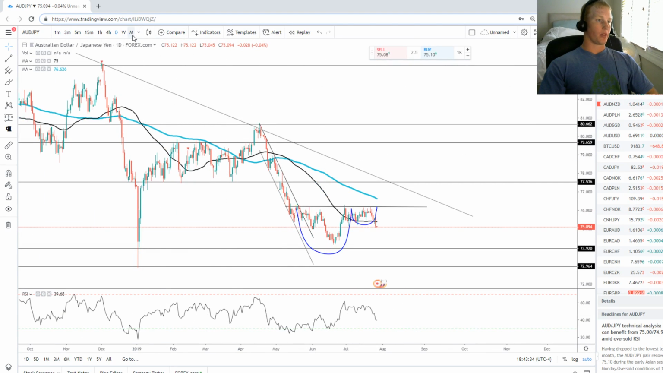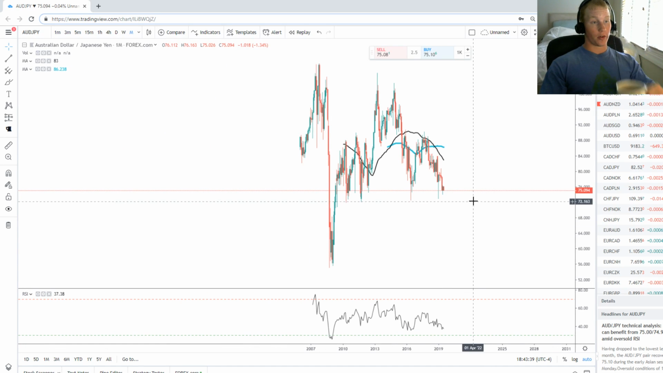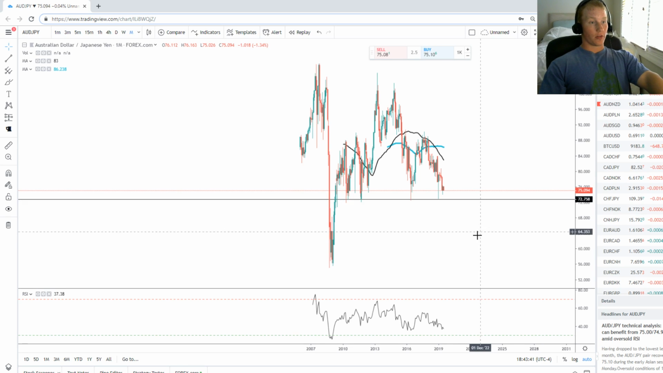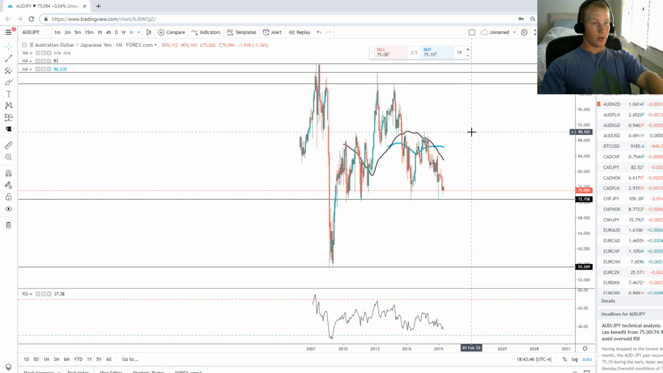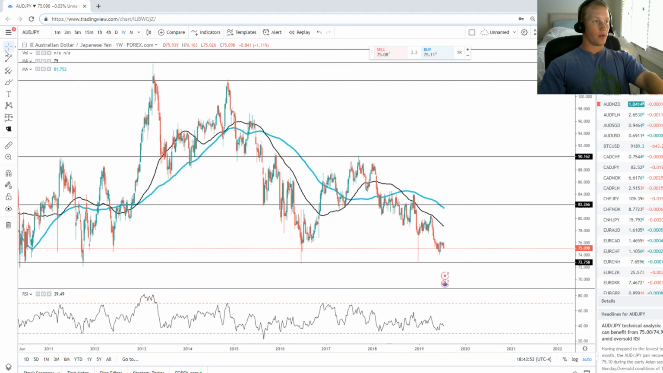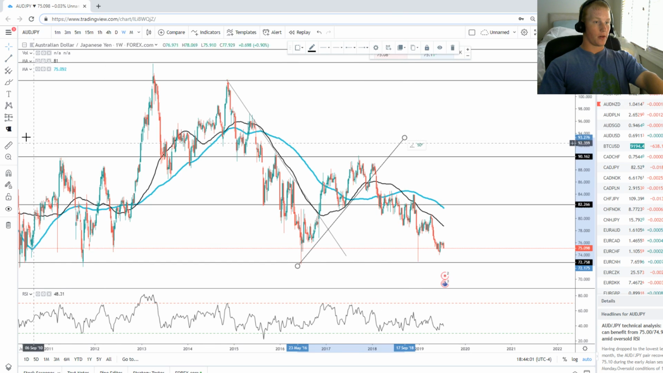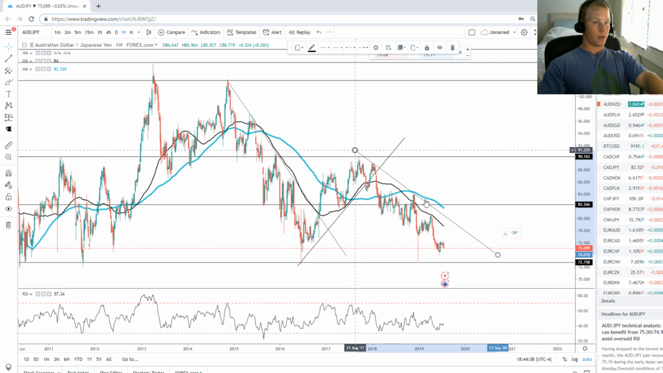Oh, right, I need to go down to the monthly. That's right, I'm sorry. I'm following my own rules. Remove all drawing tools. Heavy support in here, resistance, resistance, resistance, resistance, support, and resistance. Weekly. Okay, this trend line here broke. Trend line here broke. And now we have this trend line here. Probably put it like that.